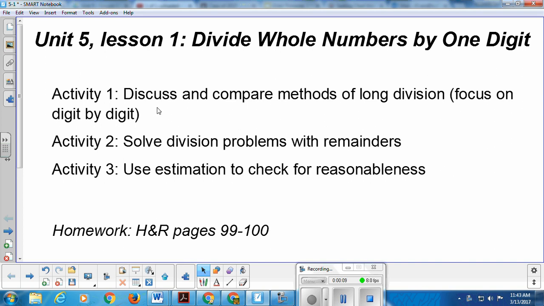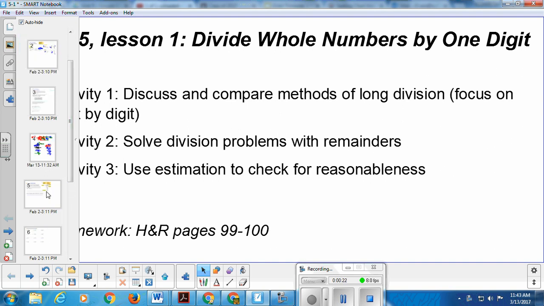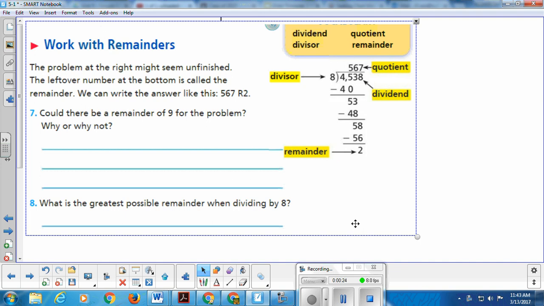Last night you watched 5.1.1, and it was all discussing and comparing the methods of long division. So you saw 3 different strategies. Hopefully you found one that makes the most sense to you. Today, we are going to be working with remainders and estimating to check the reasonableness of our answers.